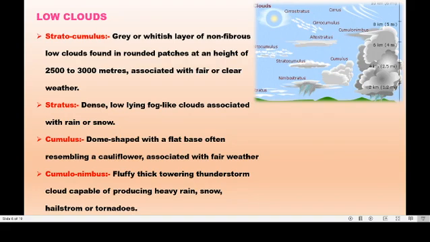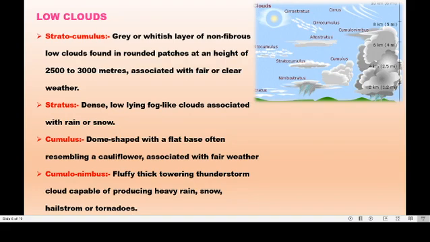The next cloud that we are going to discuss is stratus. These are low-lying clouds which have water droplets, and since they have water droplets, they are very dense and associated with rain or snow. The next cloud is the cumulus cloud, which is also a low cloud. It is dome shaped, resembling a cauliflower, and is associated with fair weather conditions. The next very important cloud that we are going to discuss is cumulonimbus, which has the capability of producing very heavy rain.